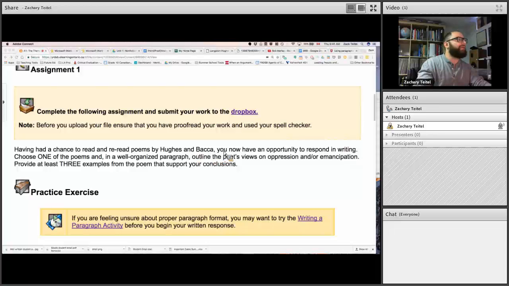Okay. Having had a chance to read and reread poems by Hughes and Baca, you now have an opportunity to respond in writing. You're going to see that a lot in this course. You're going to have a lot of opportunities to respond in writing. In fact, every single thing you do in this class, because it's an online environment, is going to be in writing. Choose one of the poems and in a well-organized paragraph, outline the poet's views on oppression or emancipation.